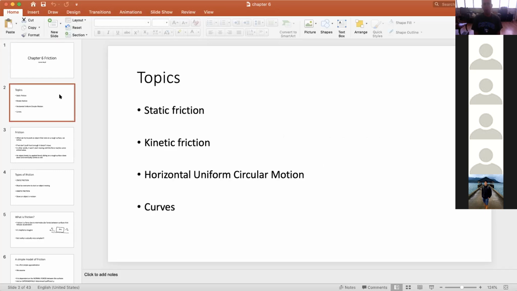There are 4 topics today: static friction, kinetic friction, and I'll explain the difference between those two. We're going to also have horizontal uniform circular motion, and I'll explain that, which leads us into curves. There should also be drag on here, but we'll talk about that when we get there. And hopefully you'll understand when we talk about drag why our friction model is so simple, because the drag model is not, and yet it's not the best model in the world either.